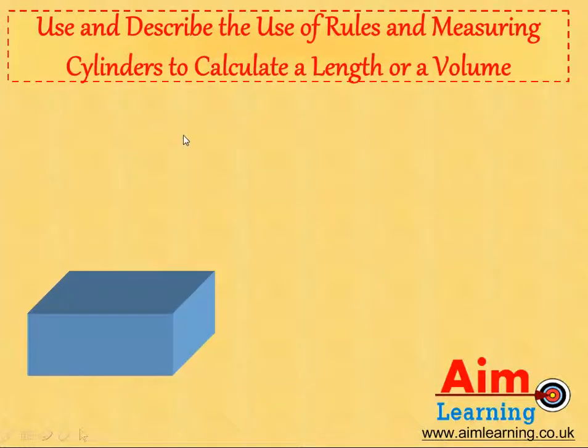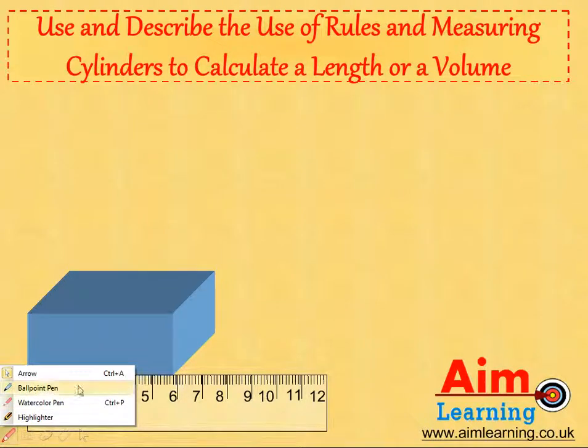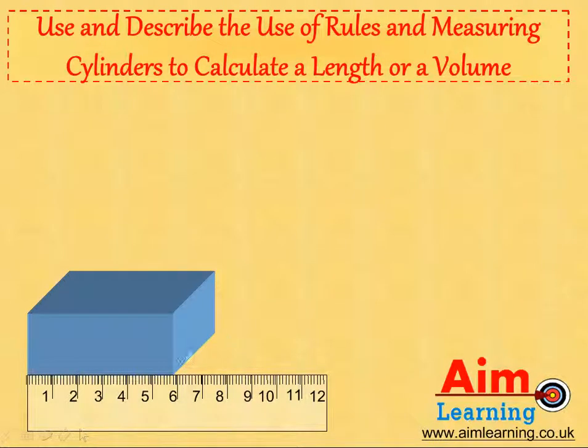Okay, so to measure a length using a rule, that's fairly straightforward. Simply put the rule to the beginning of the object and read where it ends. So of course in this case it will be somewhere around here. Okay, about 5.9 or so.